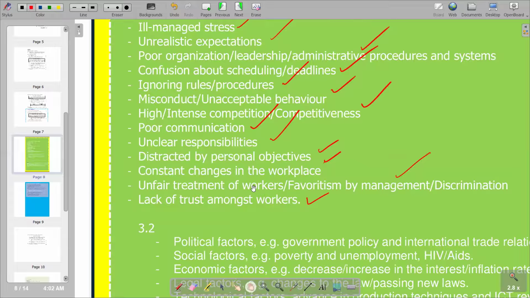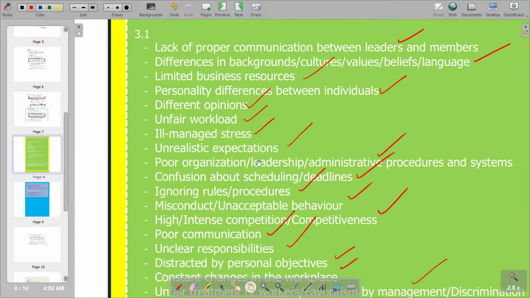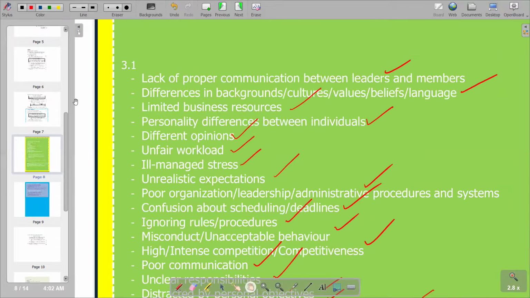So we've got the main causes here, but our question is only asking for 4. So we can raise only 4 so that we can get all the marks.